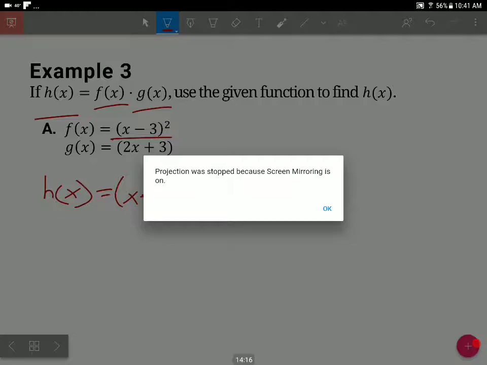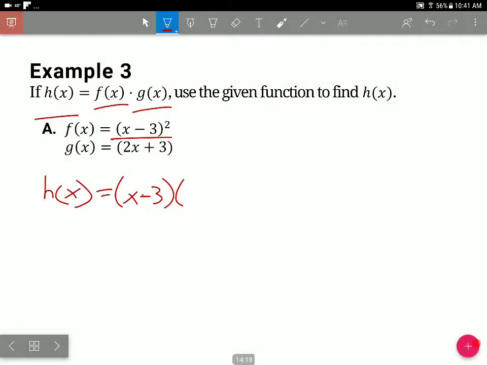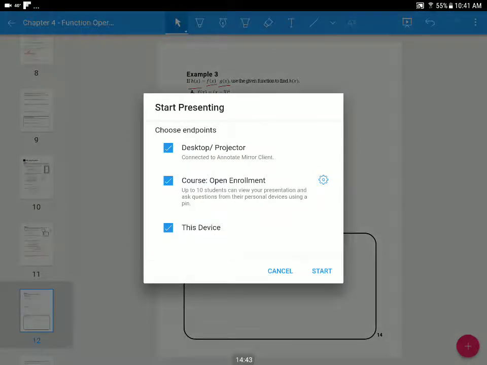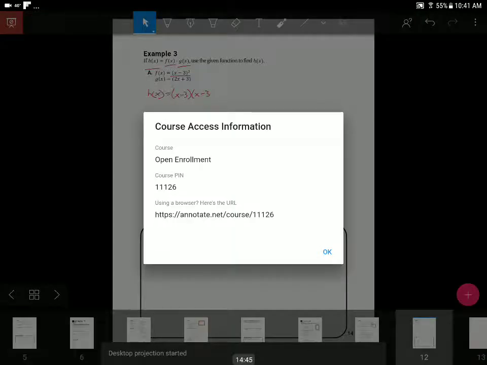Oh, stop it. Projection was stopped because stream mirror is on. What? Canvas? I've never even heard of that. Close that. I don't even know what that program is. Connected with app. Let's try this again. Stop. Start. Don't you love technology? There it goes.